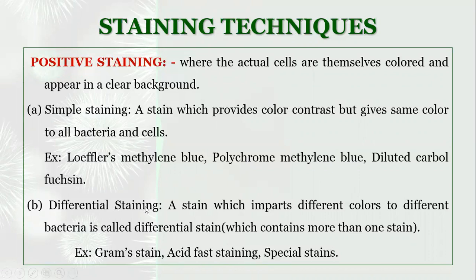Differential staining is used to bring out the differential characteristics of the organisms, and this includes one or more dyes. If two dyes are used in differential staining, the first dye is known as the primary dye, and the second dye is known as the secondary dye or counterstain. Examples of these differential staining techniques are Gram staining, acid fast staining, and special staining techniques.